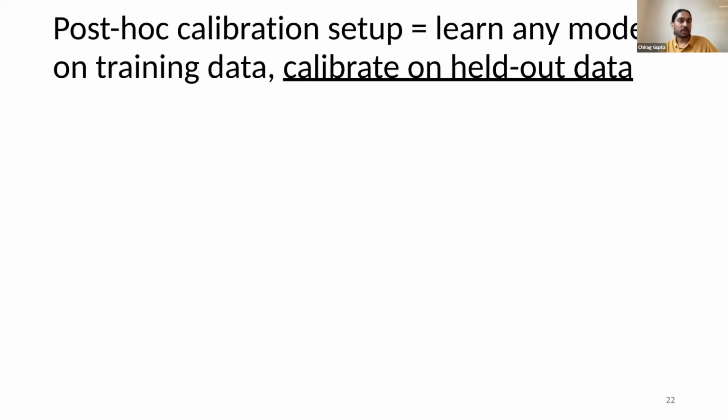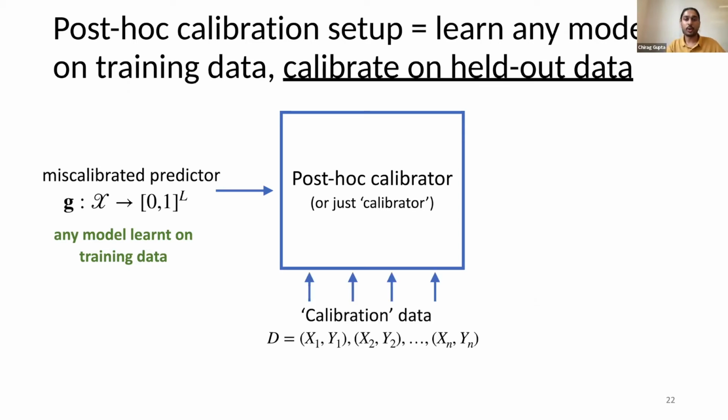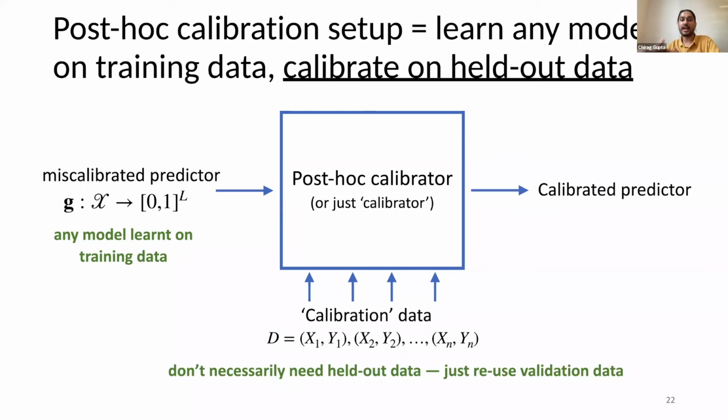So before that, let me quickly again review the post-hoc setup. You have this black box, which takes in a miscalibrated model. And now I have a bold-faced G, which could be any model which is learned on training data. And this training data may not even be IID as your calibration or test data. And now you have some additional calibration data, and you want to finally get a calibrated predictor on the right. And just recall again that you don't necessarily need to hold out the data. You could reuse validation data.